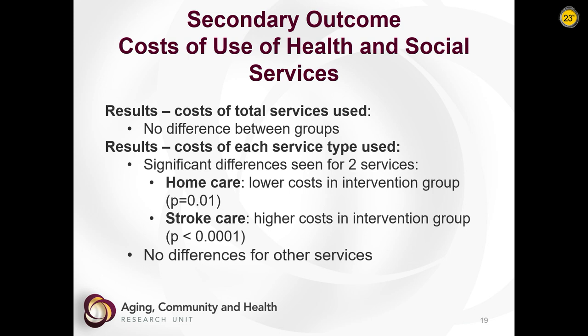So the cost of use of health services was the same between the two groups overall, but there were some significant differences, whereas home care costs were lower in the intervention group and stroke care costs were higher in the intervention group by virtue of the intervention itself.